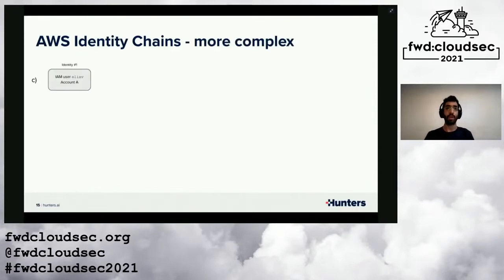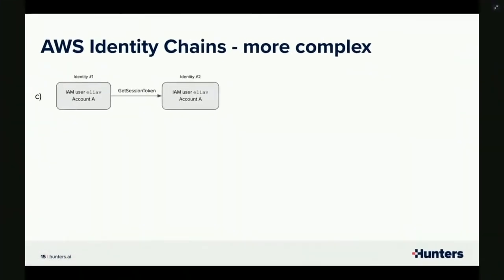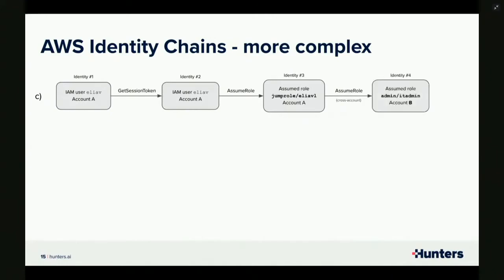So let's look at a more complex example. Like before, we have an IAM user in account A, which calls get session token, which creates a new temporary identity, new temporary credentials, again, belonging to the same ARN, same account. Then assume role within the same account to basically an assumed role. So now the ARN changes to jump role Eliav L in the same account. And from here, I would call, for example, an assume role to a different account to get admin IT admin in account B. Now, it's a common scenario that there are complex chains of these identity pivoting actions.